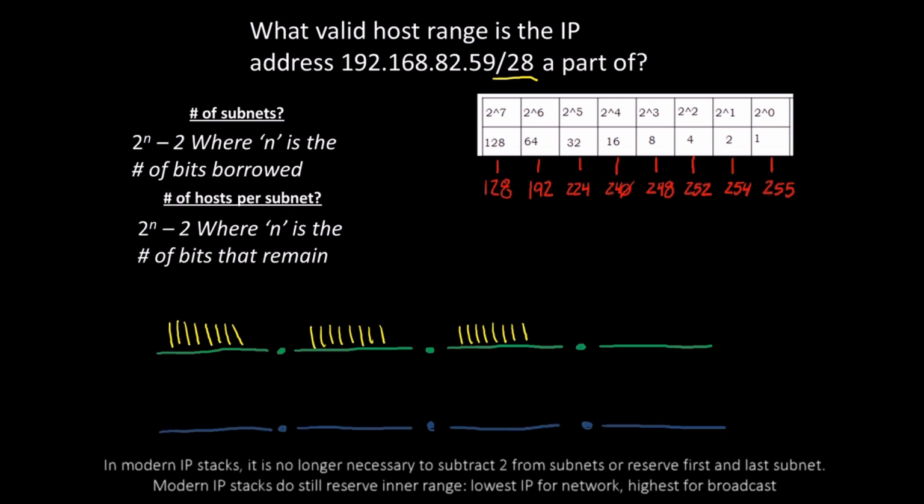And now we're just trying to figure out, we got 24 here. I need 4 more to make 28. So I'm going to take 1, 2, 3, and 4. And that leaves my last 4 open. So I can now calculate the subnet mask.